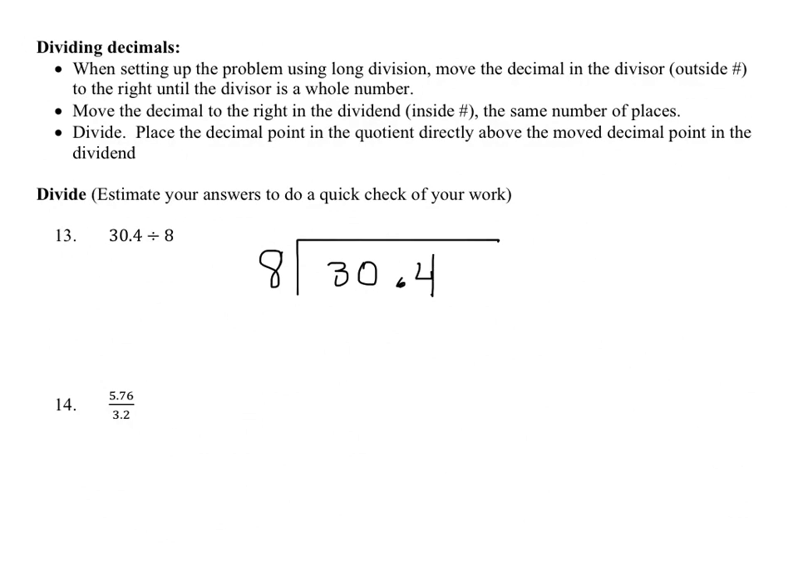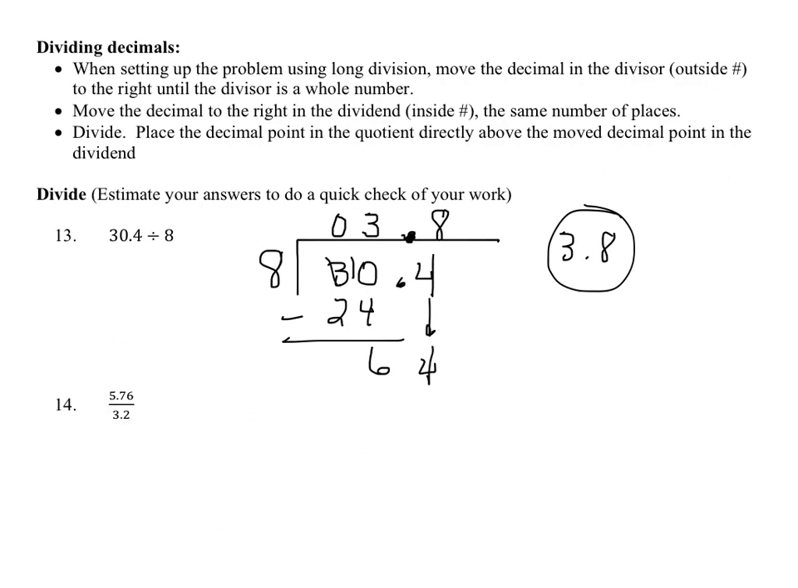We're dividing by a whole number, so we don't need to move any decimal point. We can just bring it on up. 8 does not go into 3, but it does go into 30 3 times. 3 times 8 is 24. Subtract, and then bring down this 4. 8 goes into 64 8 times, so my result is 3.8.